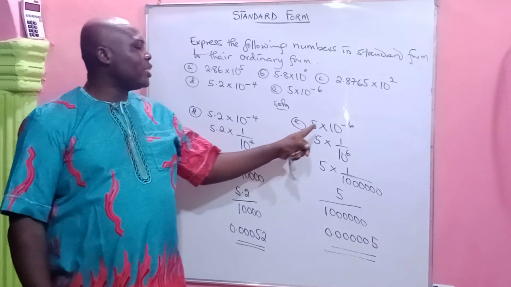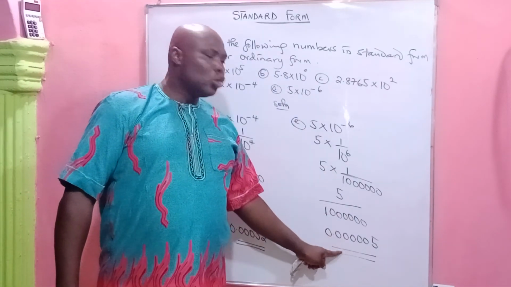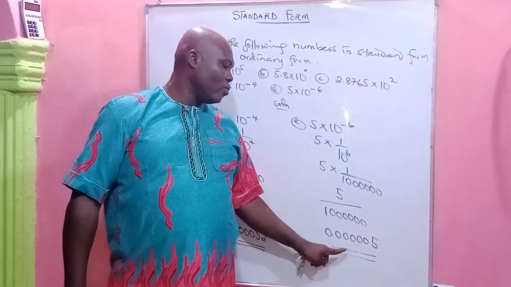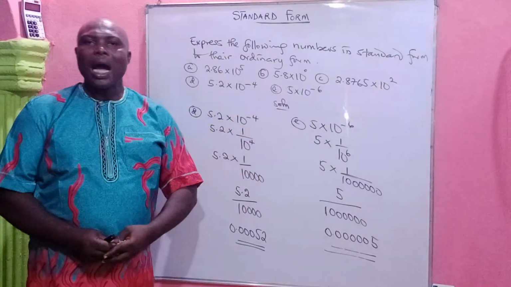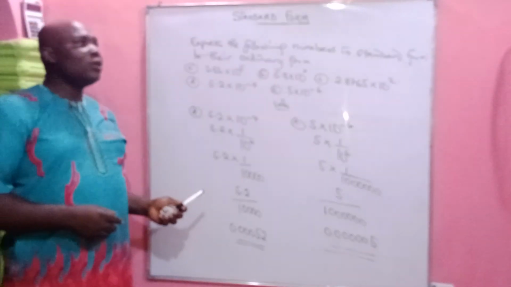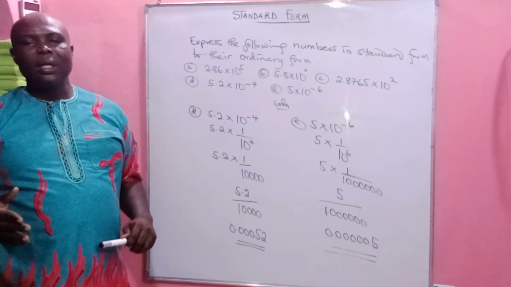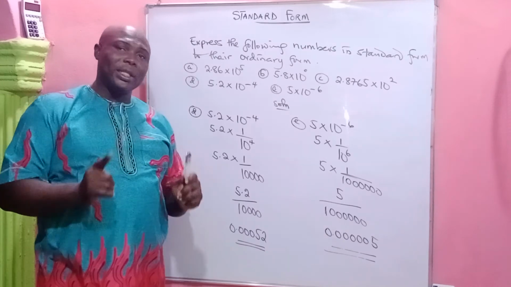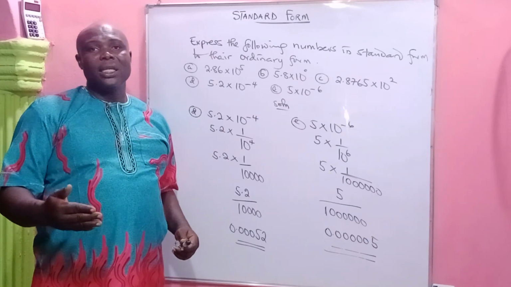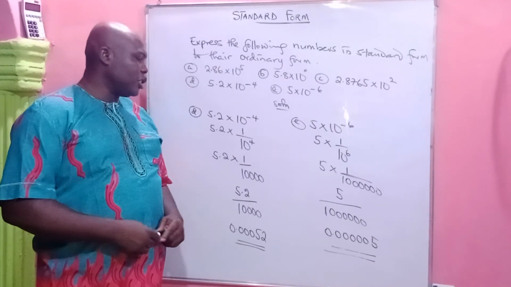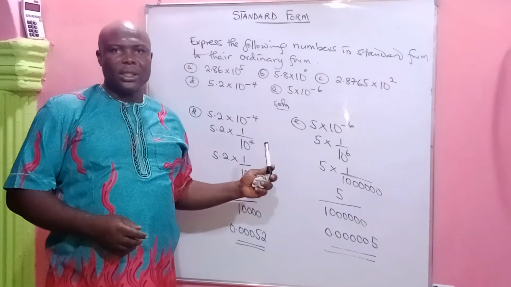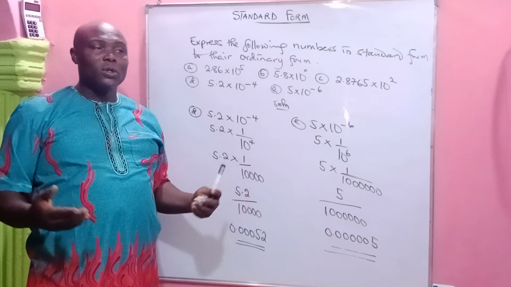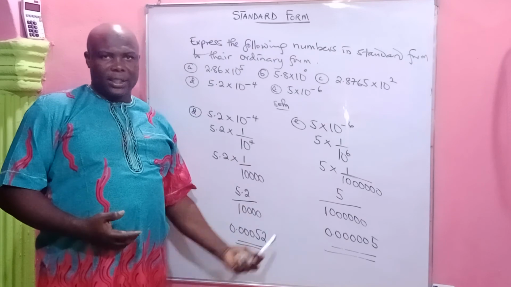So we've been able to express this number in standard form to the original form, to the ordinary form, which is this. So that's how you handle standard form, expressing numbers to standard form and expressing numbers from standard form to ordinary form. It's a simple one. You have to take note of it. It's very important as you're climbing up as a mathematician to have an idea about how to do this, because most answers in exam questions, they will ask you to express it in standard form.